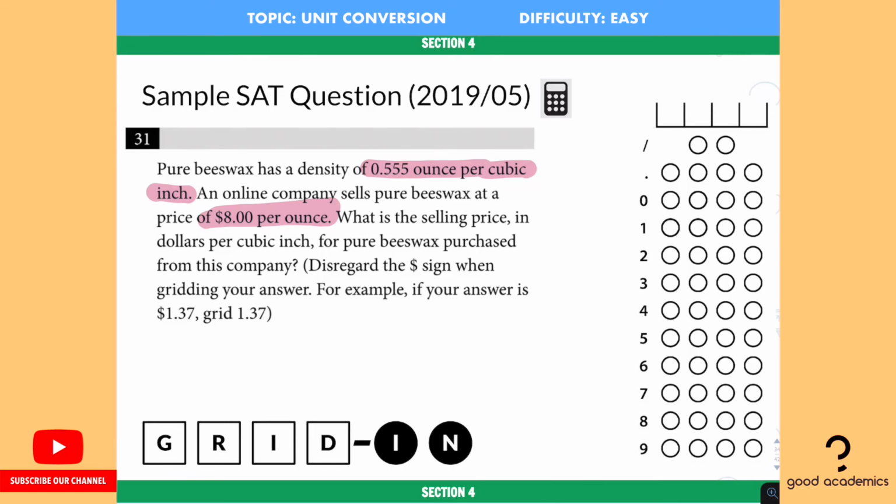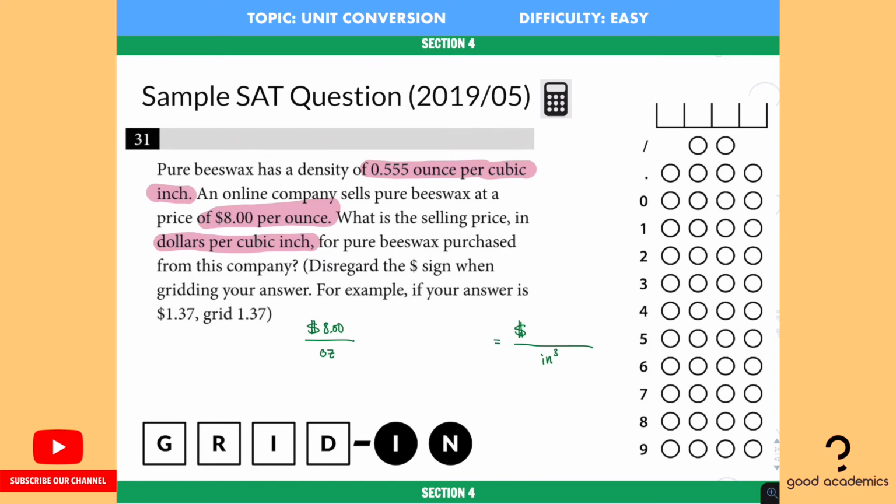The question is asking us to calculate the price per cubic inch. What's the price in dollars per cubic inch? So we would like the unit to be in dollars per cubic inch. But the starting unit that we have, based on the question, is dollars per ounce. So it's $8 per ounce. How can we change the unit so that it's still dollars in the numerator, but the denominator changes to cubic inches? How do we do that?